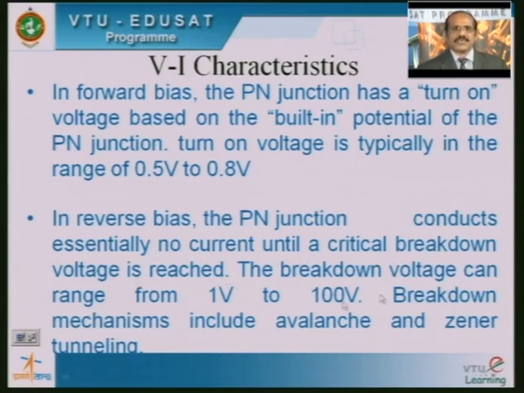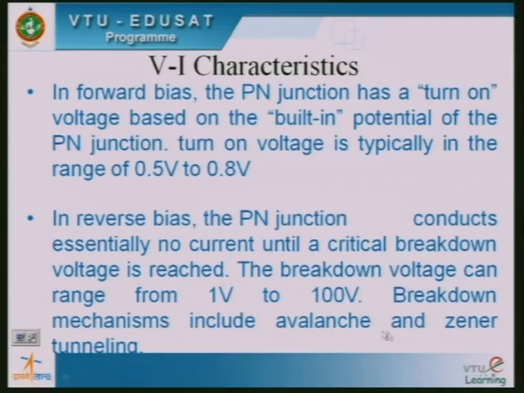The breakdown voltage can range from 1 volt to 100 volts. The breakdown mechanisms include avalanche and Zener tunneling.